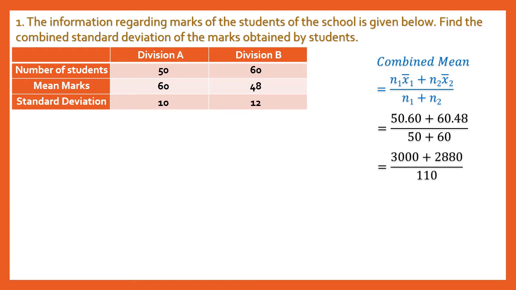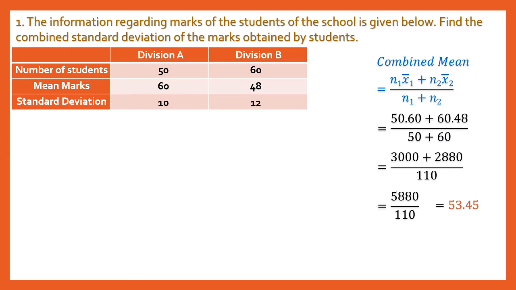So the multiplication and addition will be something like this. Then add the numerators and then divide it. You will get 53.45. So the average marks of the total number of students are 53.45. So this is the combined mean.